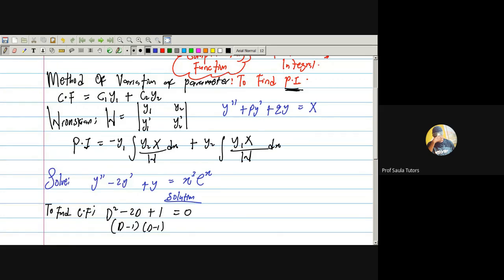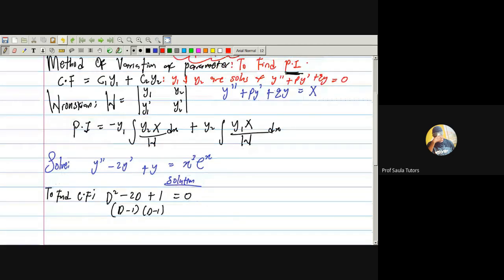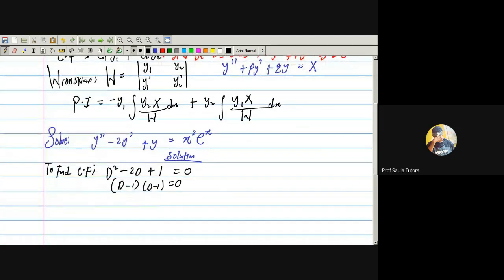Okay, you see, let me add something here. You see this y1 and y2. They are the solutions of this equation, y'' plus py' plus qy equal to 0. Despite there being x here, we are equating it to 0 to find out y1 and y2. Do you understand now? Exactly, equal to 0. So therefore, what do we have here now?